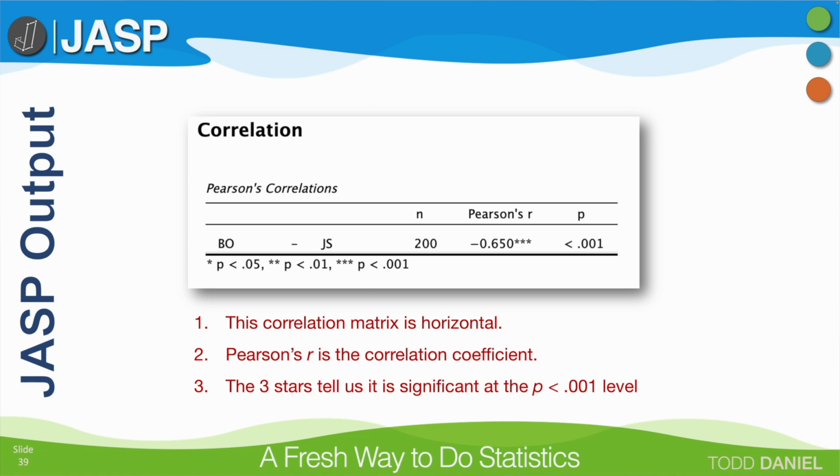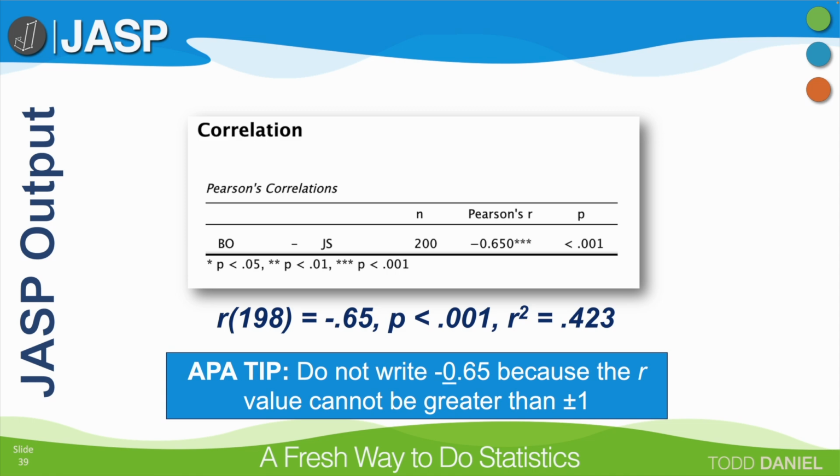If we really wanted to know what that number was, we could go in and adjust the decimals in the preferences and stretch it out until we found out what the true probability was. For our purposes, if it's less than 0.001, that tells us everything that we need to know. When you are writing up the findings, we'll include r, that's the name of the test that we're doing. 198 is degrees of freedom. Remember, that's 200 minus 2. And our correlation is a negative 0.65.